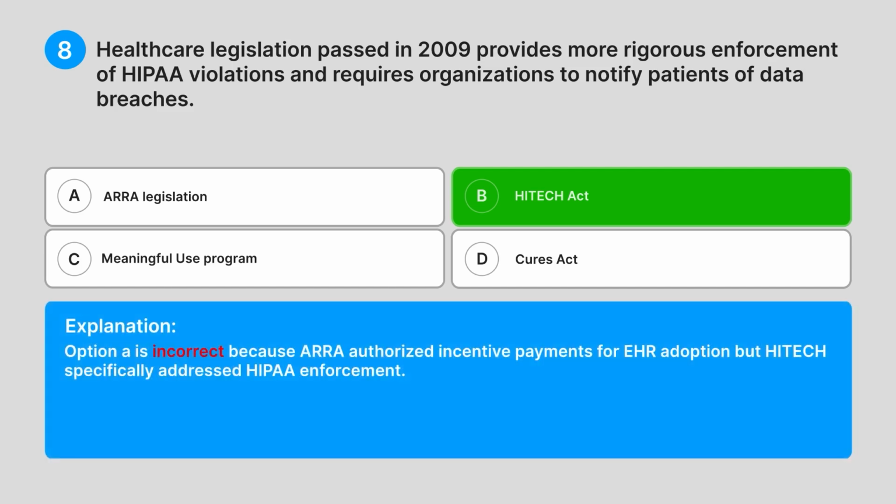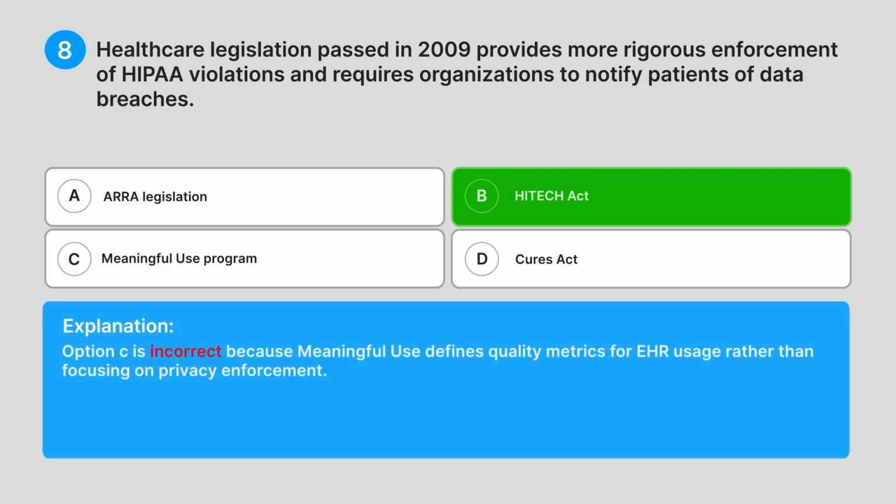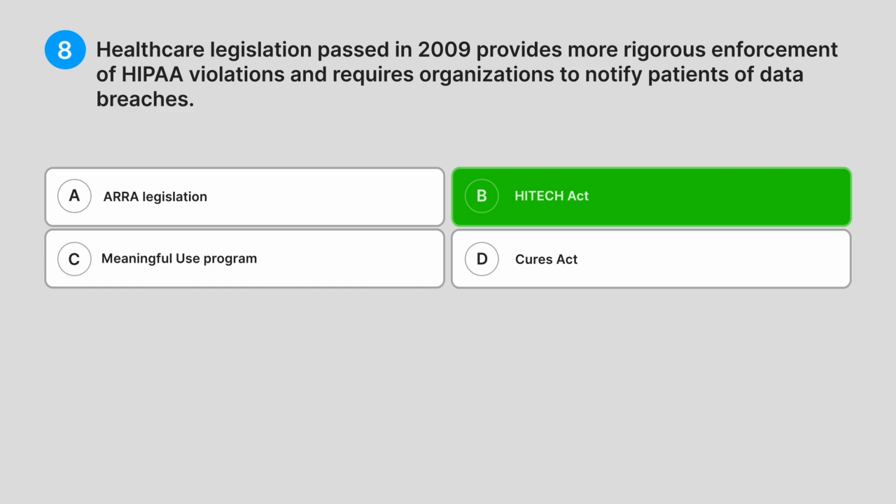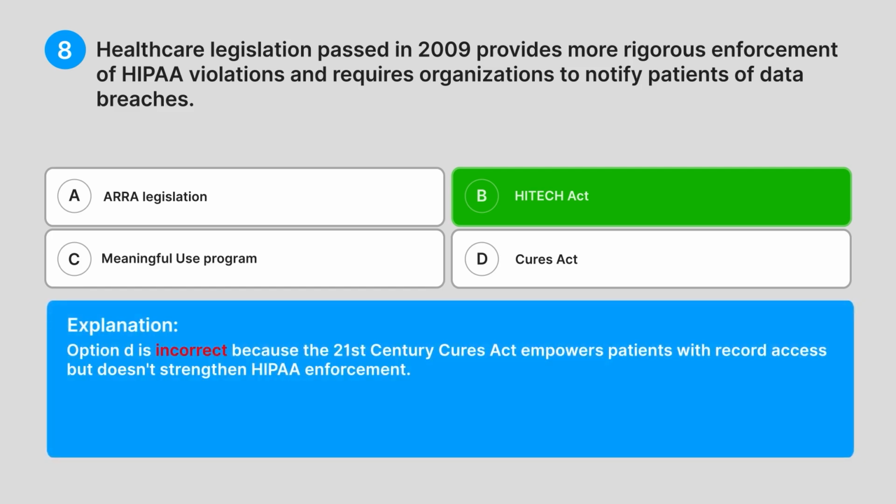Option A is incorrect because ARRA authorized incentive payments for EHR adoption, but HITECH specifically addressed HIPAA enforcement. Option C is incorrect because meaningful use defines quality metrics for EHR usage rather than focusing on privacy enforcement. Option D is incorrect because the 21st Century Cures Act empowers patients with record access but doesn't strengthen HIPAA enforcement.